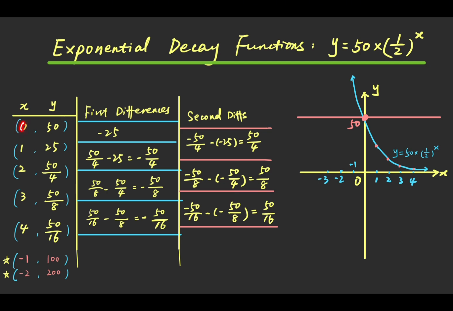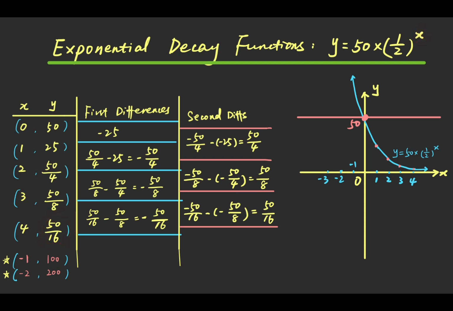First, if x is equal to 0, if you plug in 0 here, this power will be 1 multiplied by 50. You will get 50. If x equals 1, this power will be 1/2 multiplied by 50. You will get 25. Go on. If you continue this process, you will get the y value for x equals 2, and x equals 3, and x equals 4.